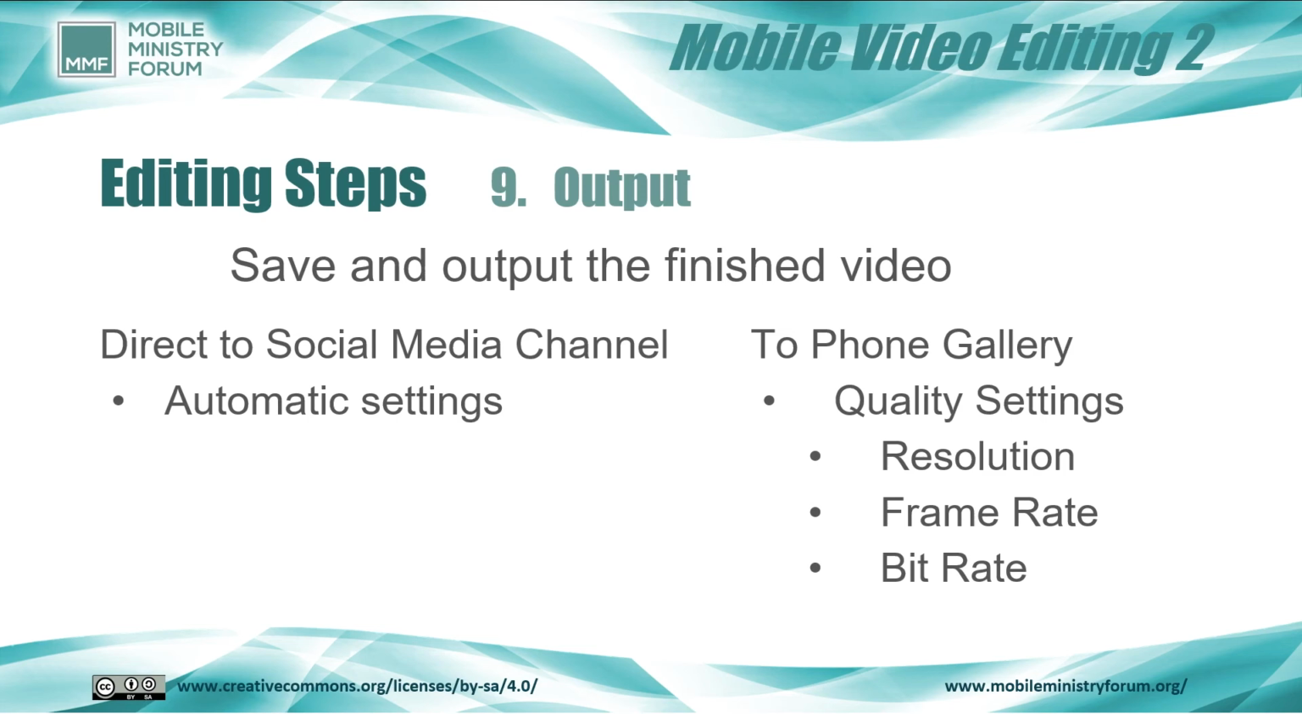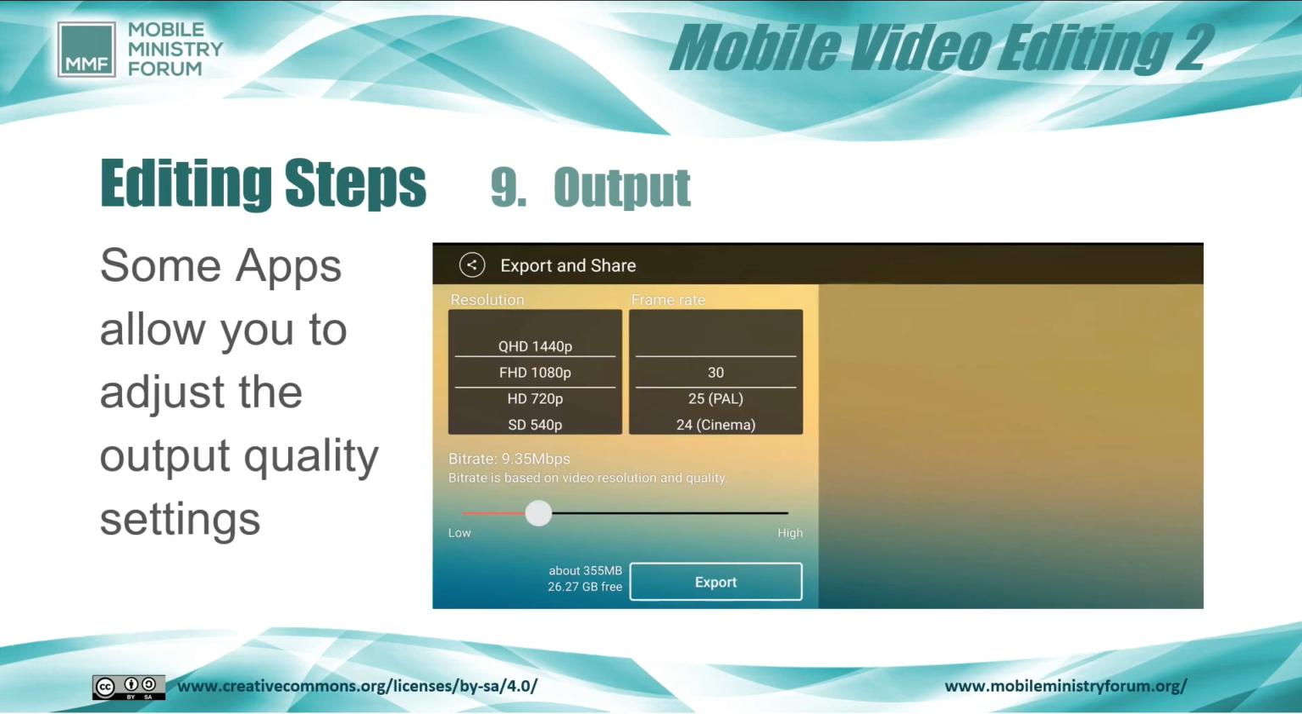There are 3 different things that will affect the quality and size of the file. Those are resolution, frame rate, and bit rate. Resolution: if possible, choose a frame size of 1920 by 1080. Sometimes it is just labeled as HD.